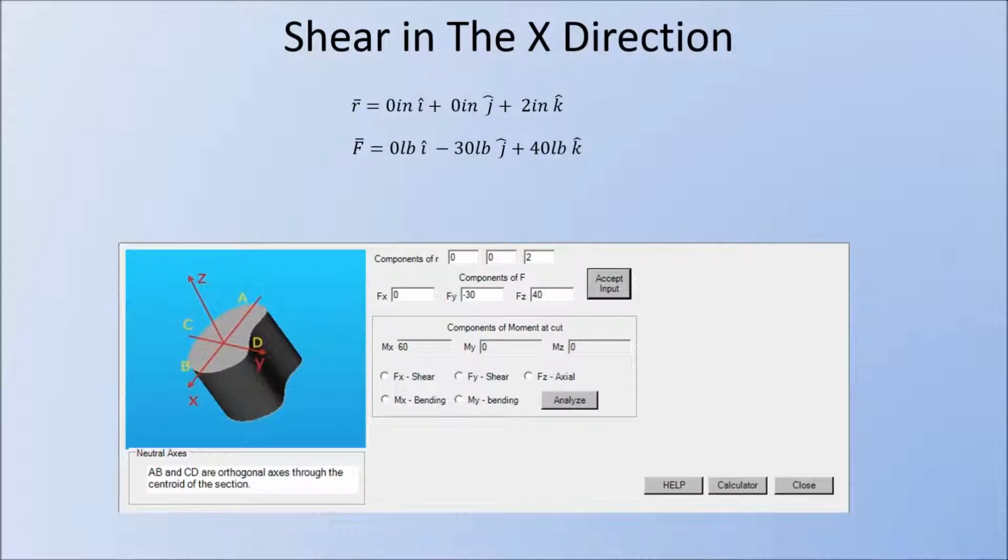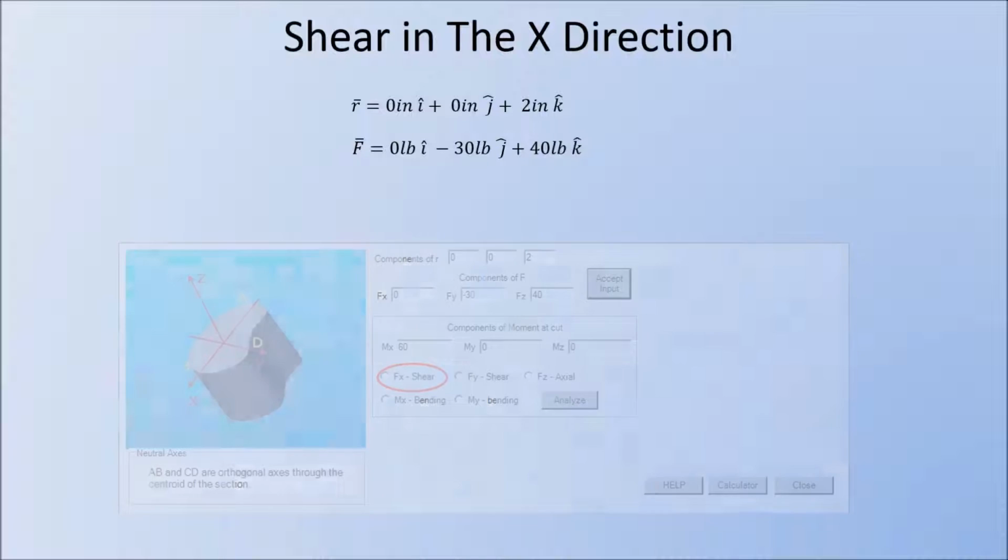So it calculates the moments at the cut and shows that we have a 60 pound-inch, based on our units, moment at the cut around the X direction. We have a 0 pound-inch moment about the Y direction and a 0 pound-inch moment about the Z direction. Now we can click FX Shear and then click Analyze to bring up the next box.